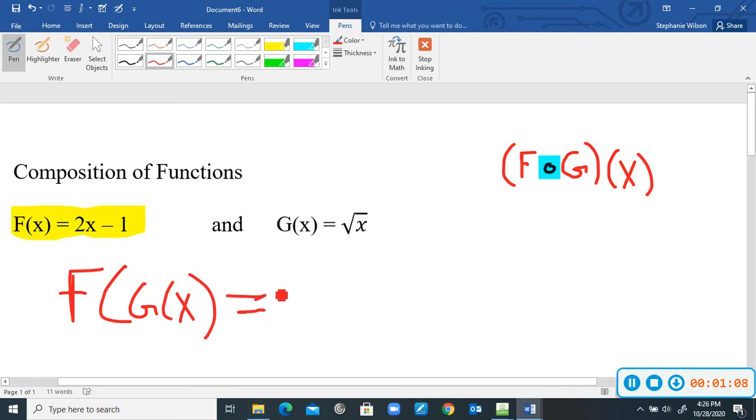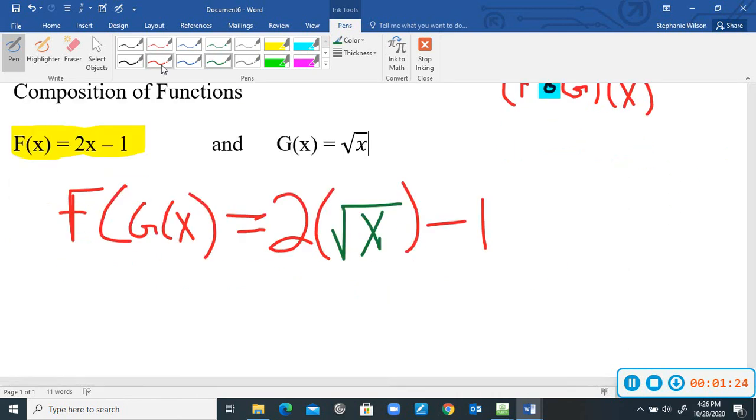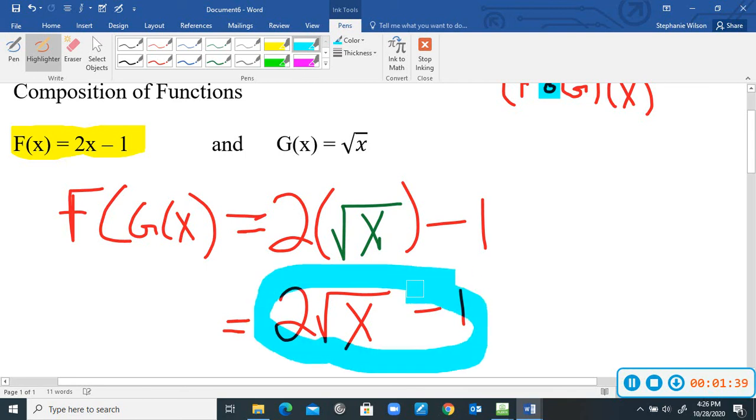So my f function is 2x minus 1. And I'm going to plug in my g function, which is the square root of x. This one came out pretty nice and easy because 2 times the square root of x is just 2 square root of x. And then we're going to subtract 1. And that's it. There's nothing else to this one because in order to add or subtract, you have to have common terms. And we don't have a common term here. We have a square root here, and then we have a constant. So that would be it of that.